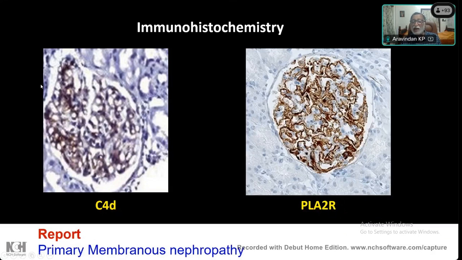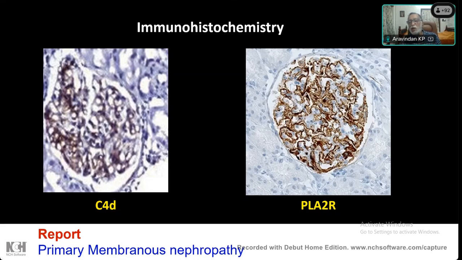So C4D also sometimes can be positive in this, so usually not that. Interpreting PLA2R, what is the important thing? PLA2R can show some positivity in other glomeruli because it's something normally seen, no? Receptors are there even normally. But here, when do you say it is positive? It has to be continuous and granular, coarse granular, a continuous pattern like this, is what you call a positive PLA2R result.